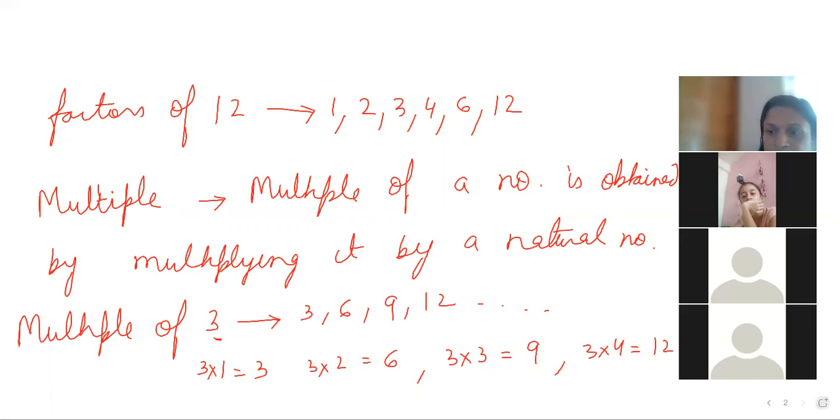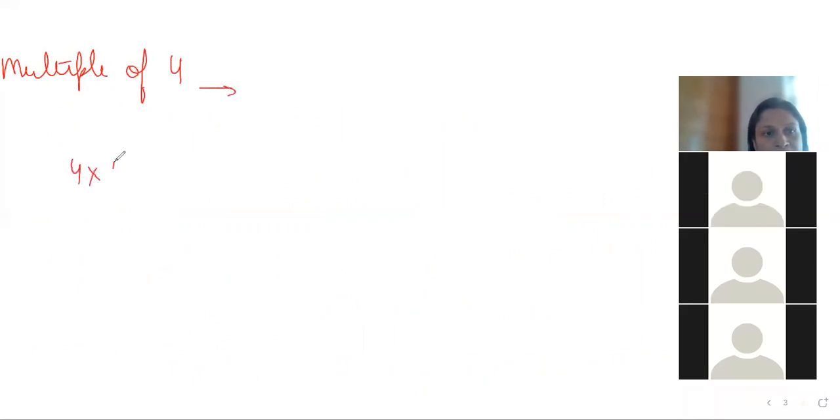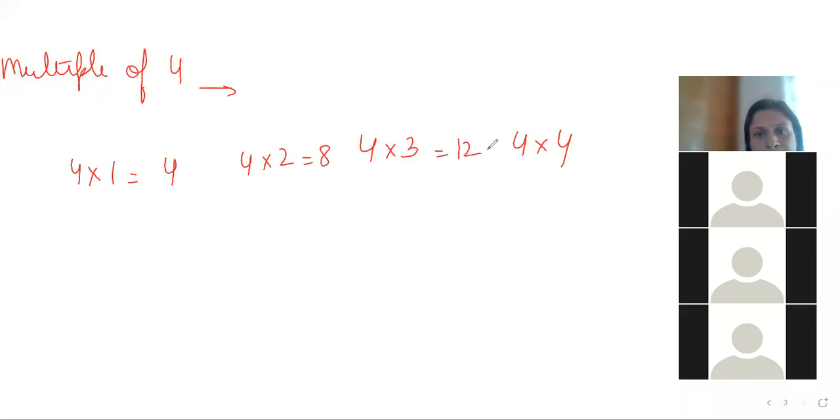Okay. So if I ask you to find multiples of 4, what does it mean? I have to multiply 4 by 1, 4 by 2, 4 by 3, 4 by 4, like this. I can have many multiples. So it is like 4, 8, 12, 16. So there can be many multiples of 4.